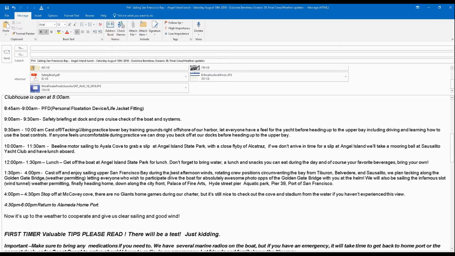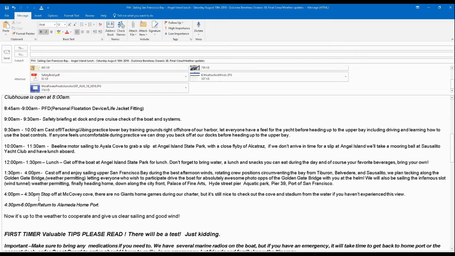Then from 1:30 to 4, probably more like 1:30 to 3, we'll enjoy sailing the Upper Bay, San Francisco, during the best afternoon winds, rotating crew positions, circumventing the bay from Tiburon, Belvedere, and Sausalito. We plan on tacking along the Golden Gate Bridge, weather permitting, letting anyone who wishes to participate drive the boat for absolutely awesome photo ops of the Golden Gate Bridge with you at the helm. We will also be sailing the infamous Slot Wind Tunnel, weather permitting, finally heading home, down along the city front, Palace of Fine Arts, High Street Pier, Aquatic Park, Pier 39, Port of San Francisco.